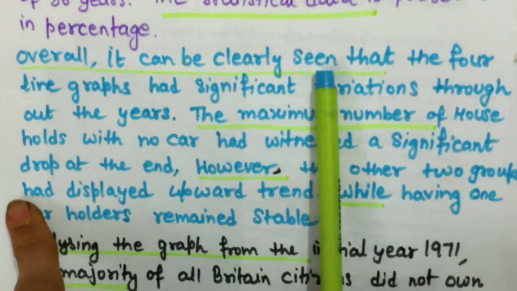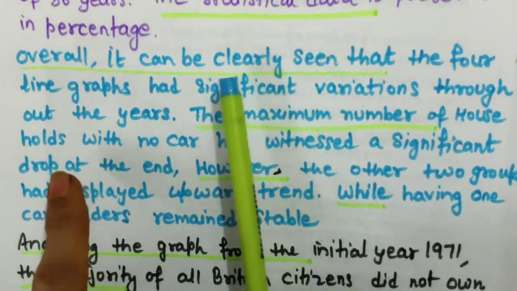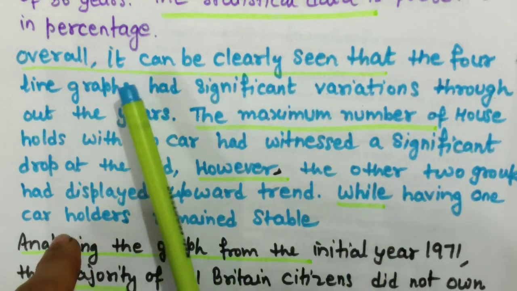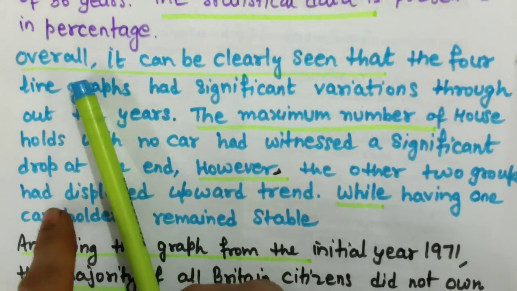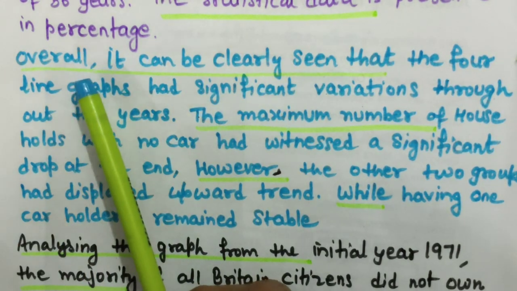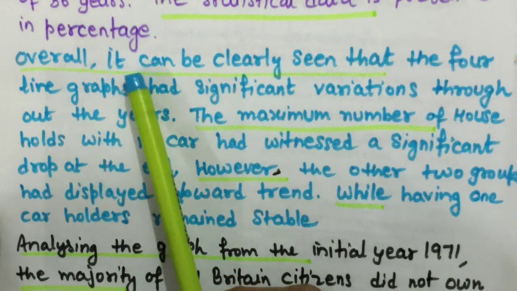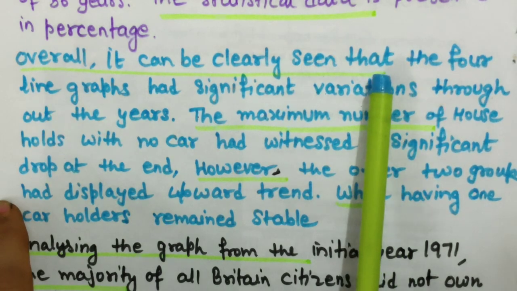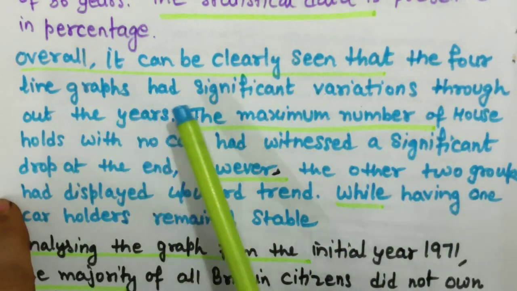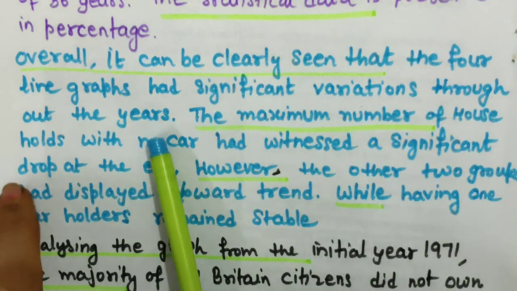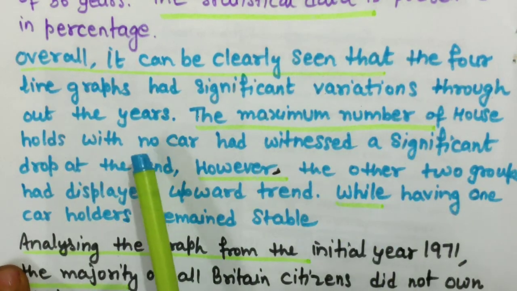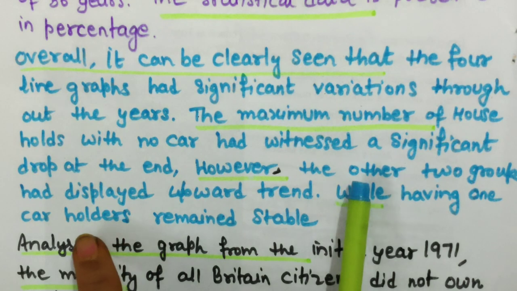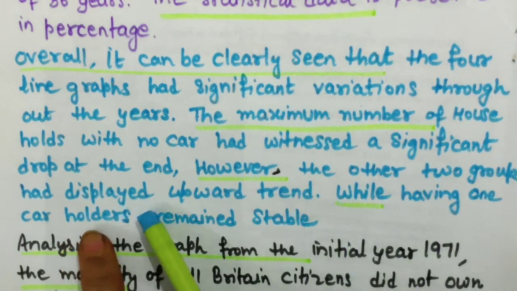Overall it can be clearly seen that. If you don't want to use this line, then you can write overall it is apparent from the data, from the graph, line graph. From an overall or general point of view you can write that, but this line you should write. It is apparent from the given graph that is a sentence structure you should majorly use. That the 4 line graphs had significant variations throughout the years. The maximum number of households with no cars had witnessed a significant drop at the end. However, the other 2 groups had displayed an upward trend.